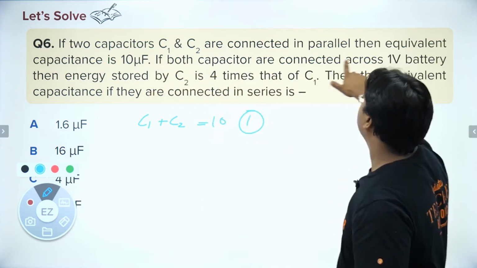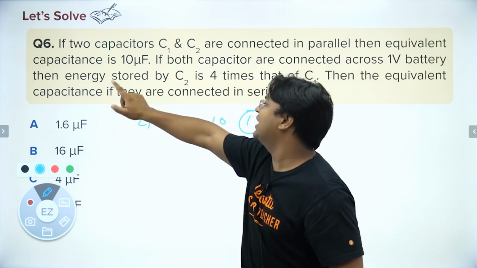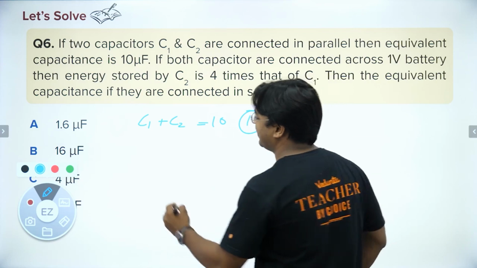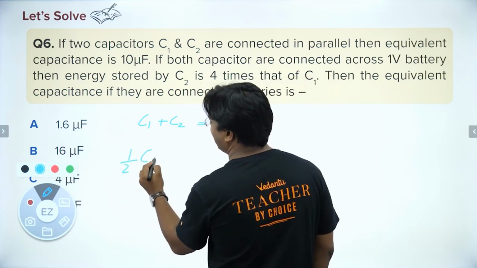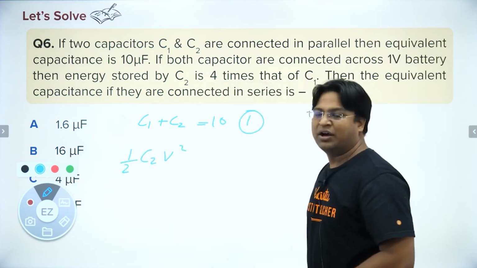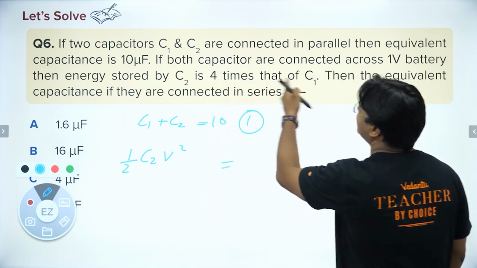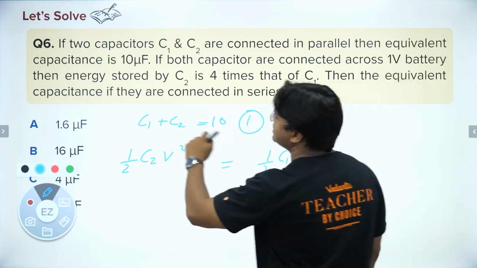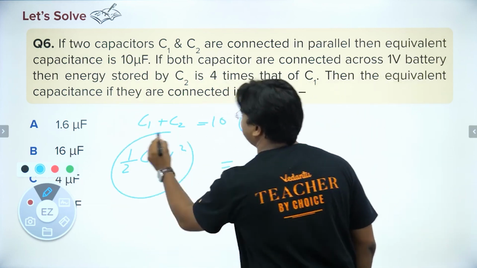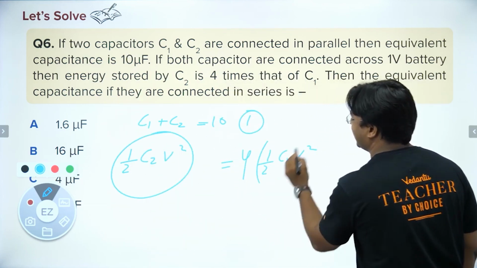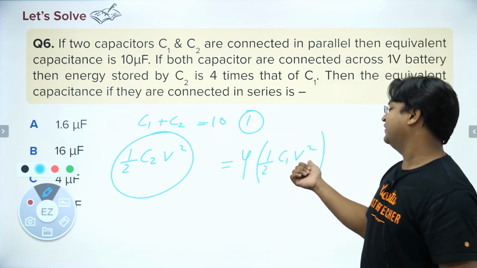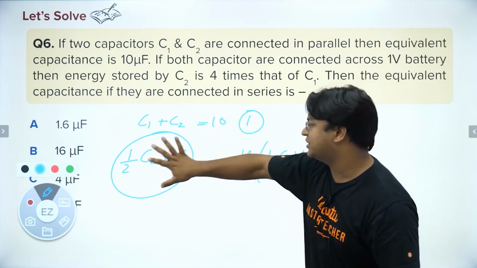If both are connected across a 1 volt battery, then the energy stored by C2 is 4 times the energy stored by C1. Now the energy stored by C2 will be written as half C2 V square, and the energy stored by C1 will be written as half C1 V square. The statement says that the energy stored by C2 is 4 times the energy stored by C1. The energy stored by C1 is half C1 V square, and 4 times of this becomes the energy stored by C2.